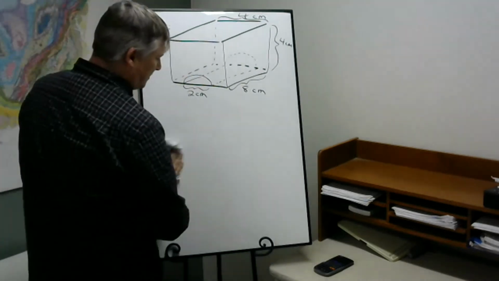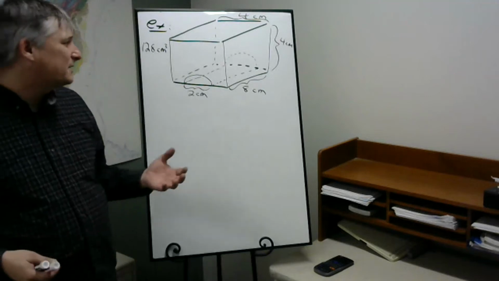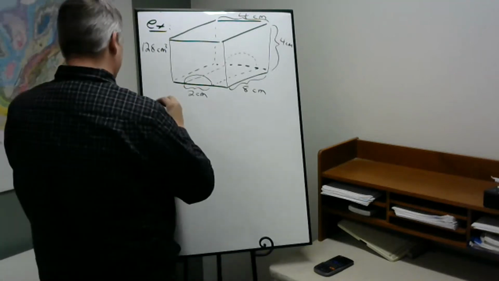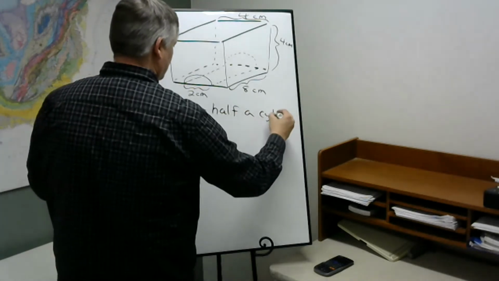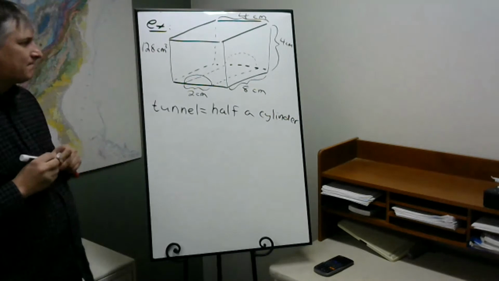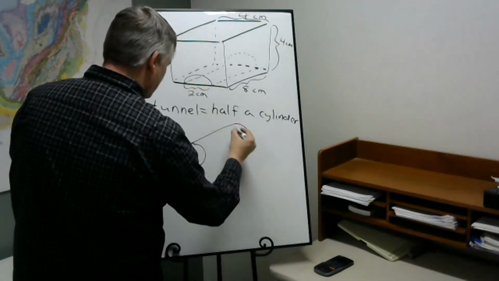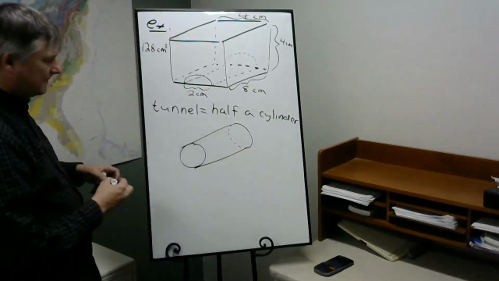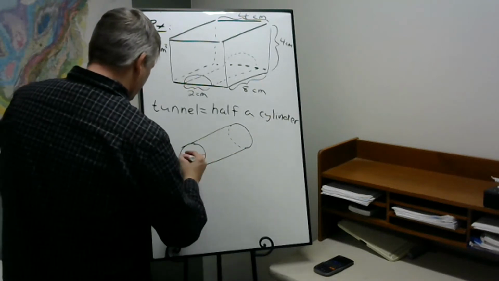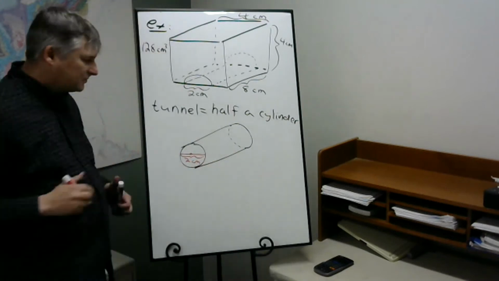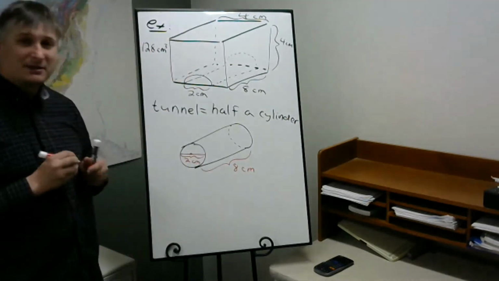So now we need to find the volume of the tunnel. Now we're going to treat the tunnel as if this face and that face, these are half circles. So this is basically half a cylinder. So what we can do is treat this like it's a cylinder, and then we're only going to keep half of it. So the cylinder, the face is 2 centimeters across, and the length is 8 centimeters.